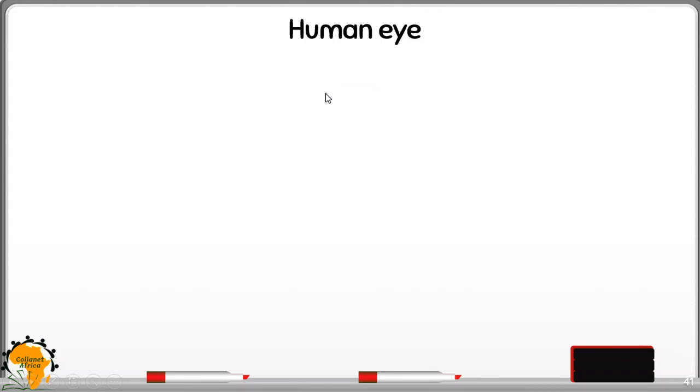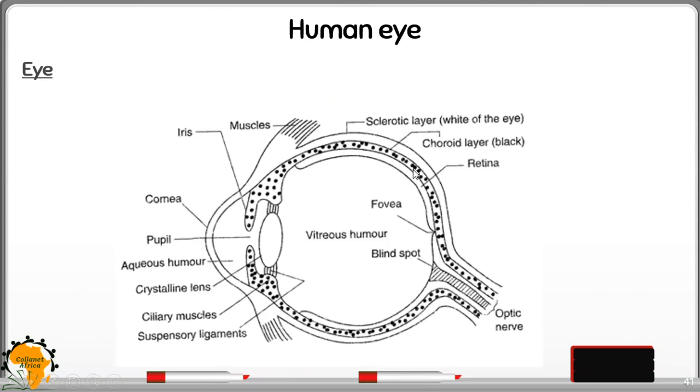We are going to look at the human eye. We have the diagram of a human eye. We have all the parts of the human eye here. We have the ciliary muscles, as you can see them, and the crystalline lens. This is the lens that we have in our eye.